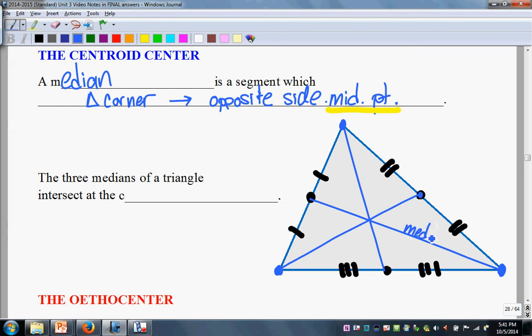Label just one of them. This is a median. They're all medians. All three medians intersect at a single point. That's called a centroid. The medians intersect at a centroid. The way I remember this, medians, centroid, MC, like an MC of a theater show, or MC Hammer, if you even know who he is. Medians intersect at the centroid.